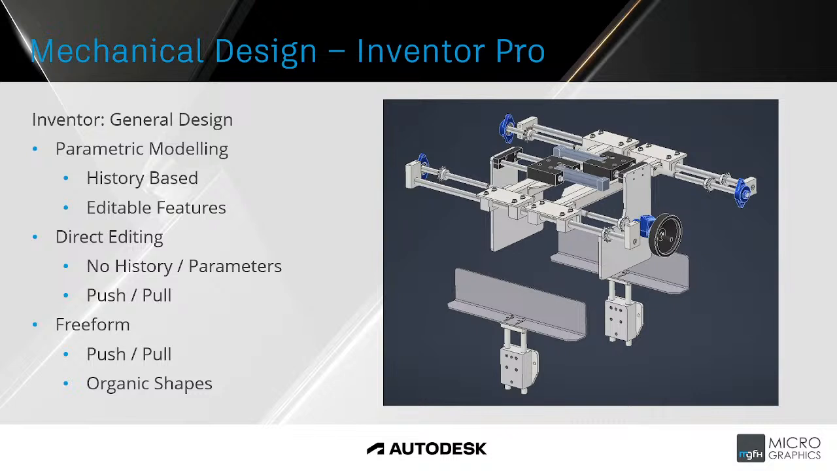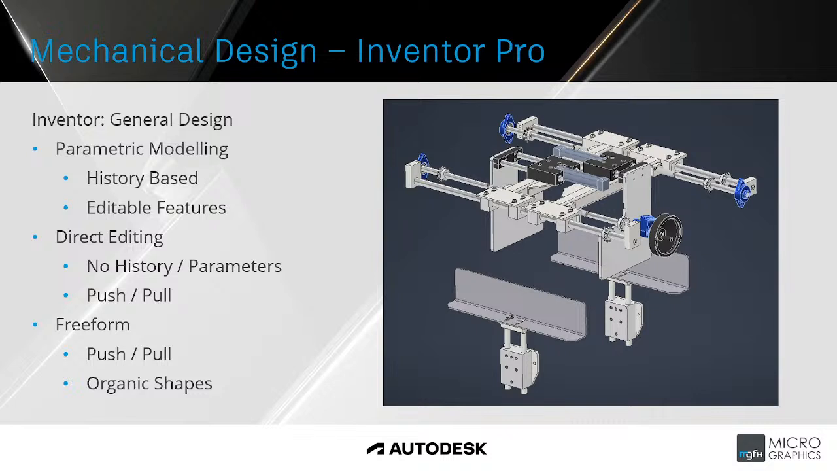So Inventor also has direct editing. This is very useful when importing data from other packages. You might be importing STEP files or importing from a competitor CAD product. And when you import that information, there would be no history or no features. So you can then use direct editing to push and pull on surfaces to move them around within the design.